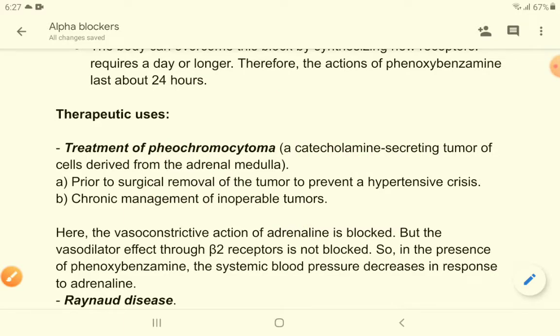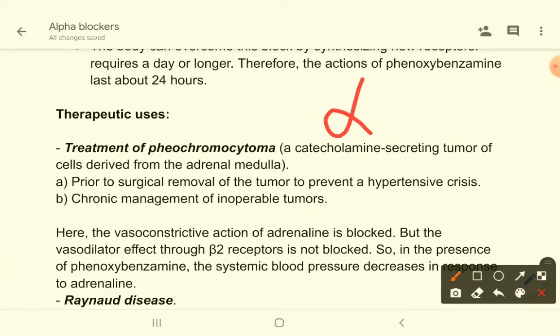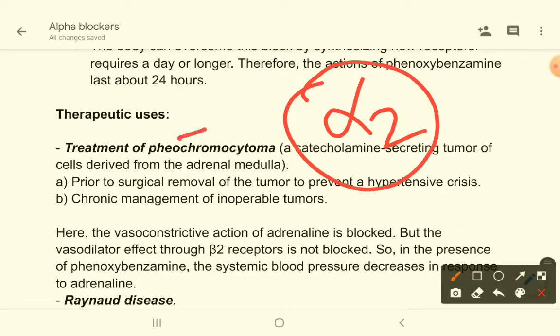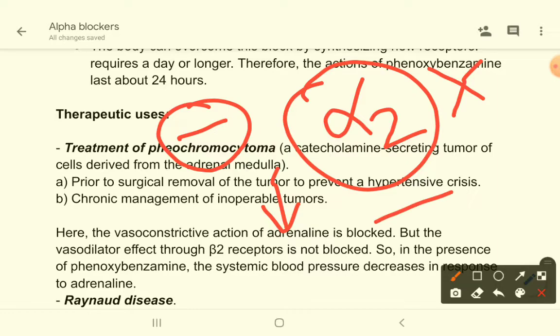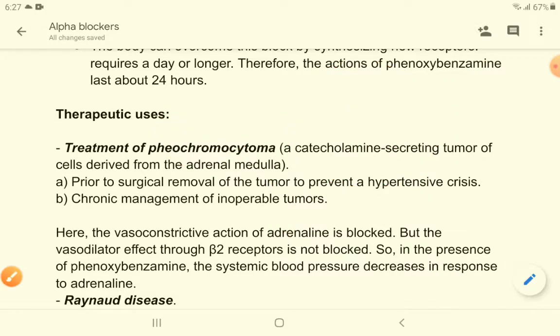And the function of alpha 2 receptor is to inhibit norepinephrine release. But when you are blocking alpha 2 receptors, it cannot block the norepinephrine release. Okay, so the norepinephrine release will be normal or even high. Now what does phenoxybenzamine do in case of pheochromocytoma?